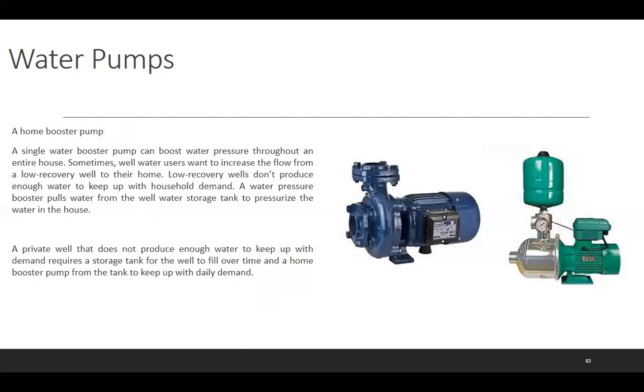A home booster pump. A single water booster pump can boost water pressure throughout an entire house. Sometimes well water users want to increase the flow from a low recovery well to their house. Low recovery wells or sources of water don't produce enough water to keep up with household demand. A water pressure booster pulls water from the well water storage tank to pressurize the water in the house. A private well that does not produce enough water to keep up with demand requires a storage tank for the well to fill over time and a home booster pump from the tank to keep up with daily demand.